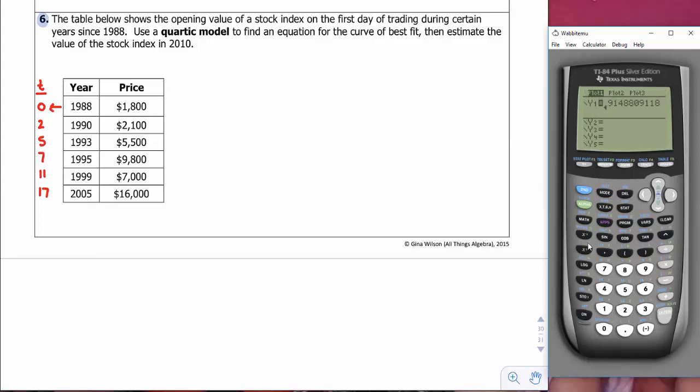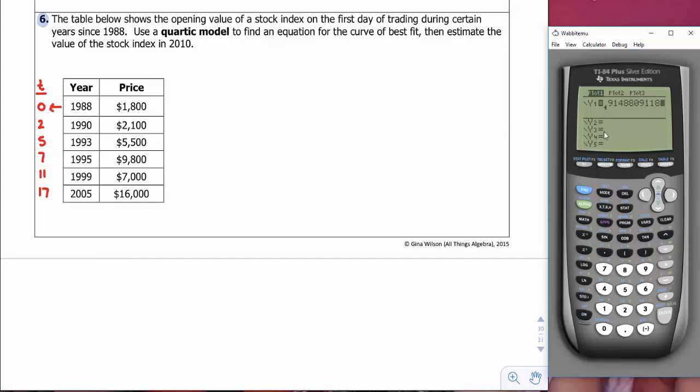and we have it copied. Okay. Now this one, if you notice, I didn't even read the question. I was just caught up in the steps here. But this table below shows the opening values of a stock market index on the first day of trading during certain years since 1988. So that's what this represents, and we want to estimate. Obviously it's already 2010, but you know what I mean. We are estimating based off the data we have. What would it be in 2010 based off how it's been interacting so far? So we're using a mathematical model to make estimates about future behavior.